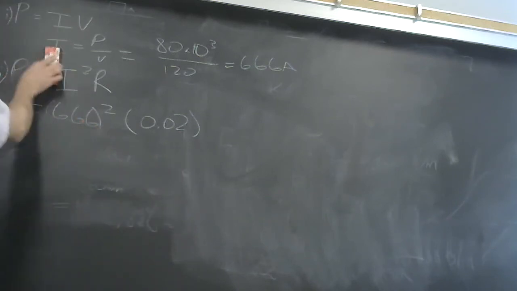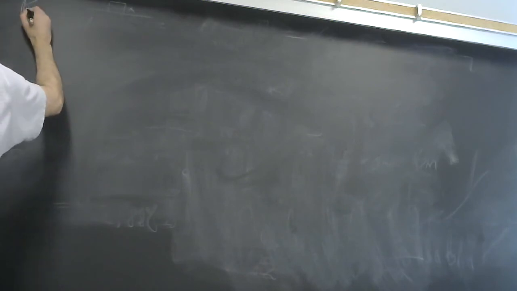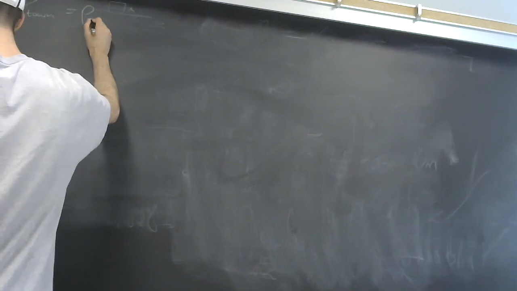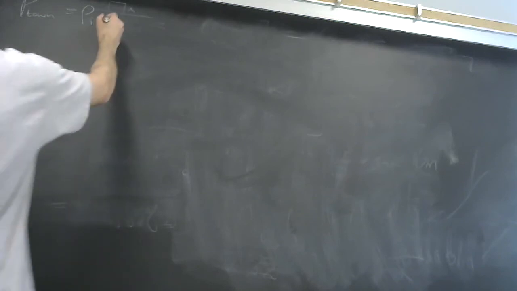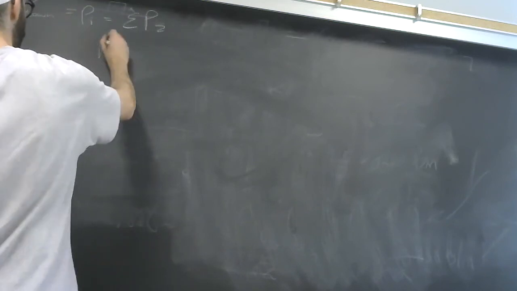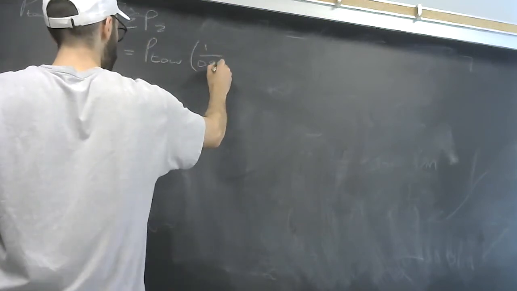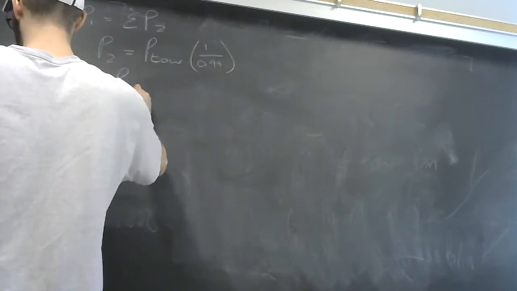So just so I have enough space, I'm going to have to erase here. Next we want to find the power saved by using step up and step down. So the power at the town, I'm going to call that P1 or P town. I'm going to say P town equals P1. We know that that's going to be equal to the power that's delivered after the step down. So effectively, P2 then equals P town.